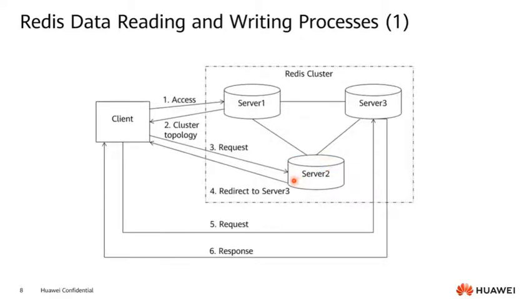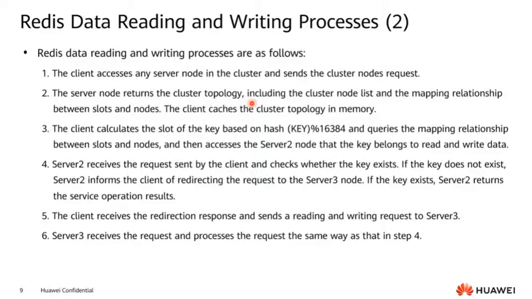While if not, server 2 will inform the client of redirecting the request to server 3 as shown in this figure. Next, if the client receives the redirection response, it will send the reading or writing request to server 3, and server 3 just processes the request the same way as that informer server. This is what we just talked about, the reading and writing process, so you can review it again by yourself.